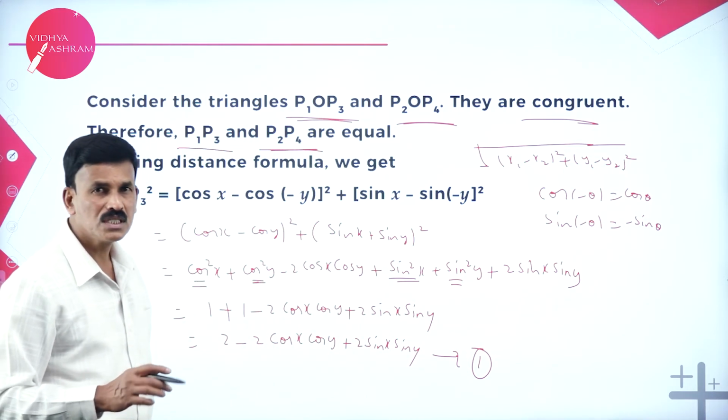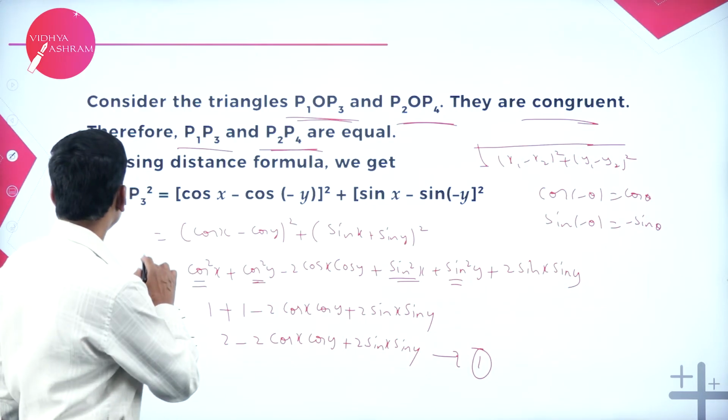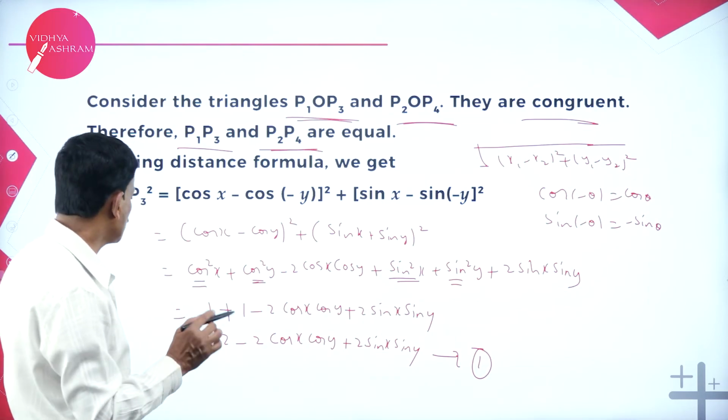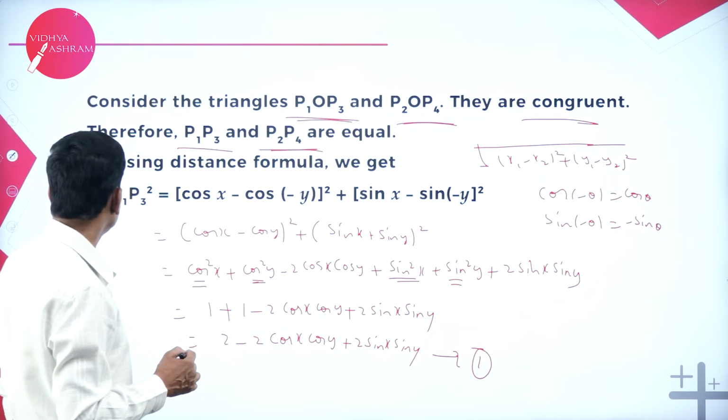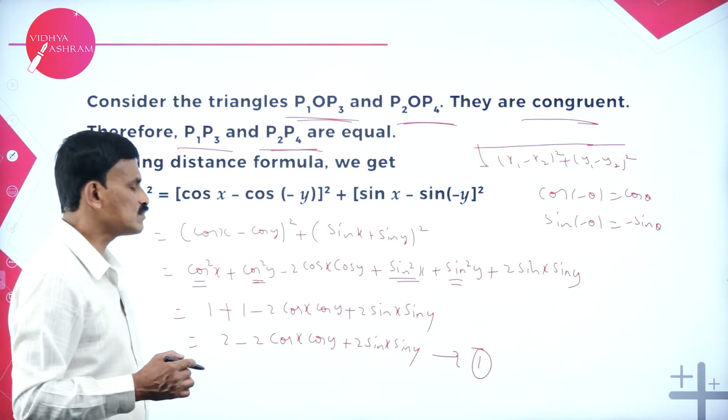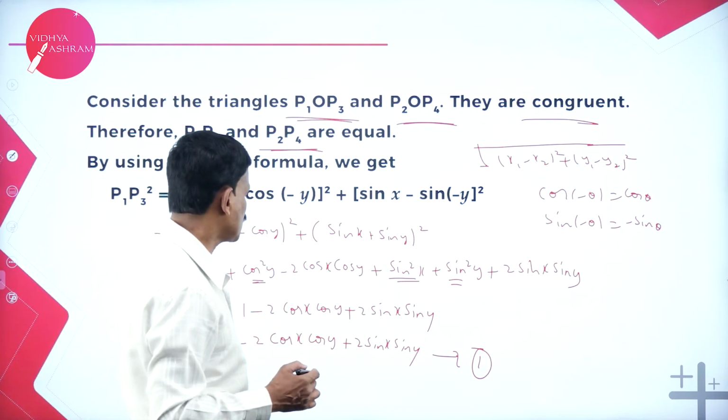Hope you followed this. Just substitute the values of P1 and P3, and using the distance formula you can simplify, and you will get the first equation: P1P3 whole square is equal to 2 minus 2 cos x cos y plus 2 sin x into sin y.